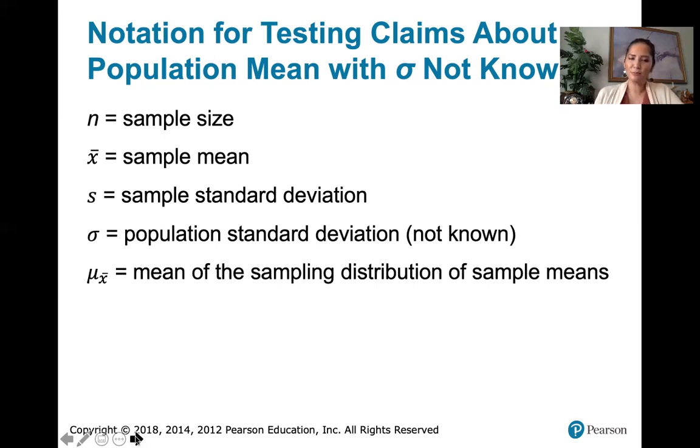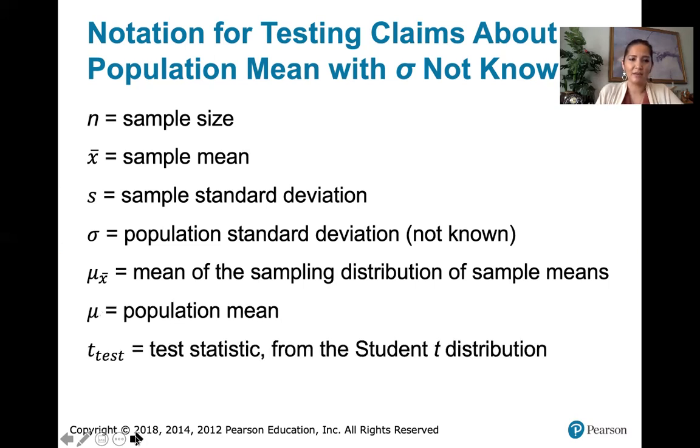If we look at the distribution of those sample means, those X bars, the mean of that distribution of the X bars is notated by this mu sub X bar. So this is the mean of the sample means. And just a mu by itself represents a population mean. We're going to use the notation t sub test for a test statistic. This is the t-score corresponding to our sample mean X bar, and that t-score comes from the student t distribution.